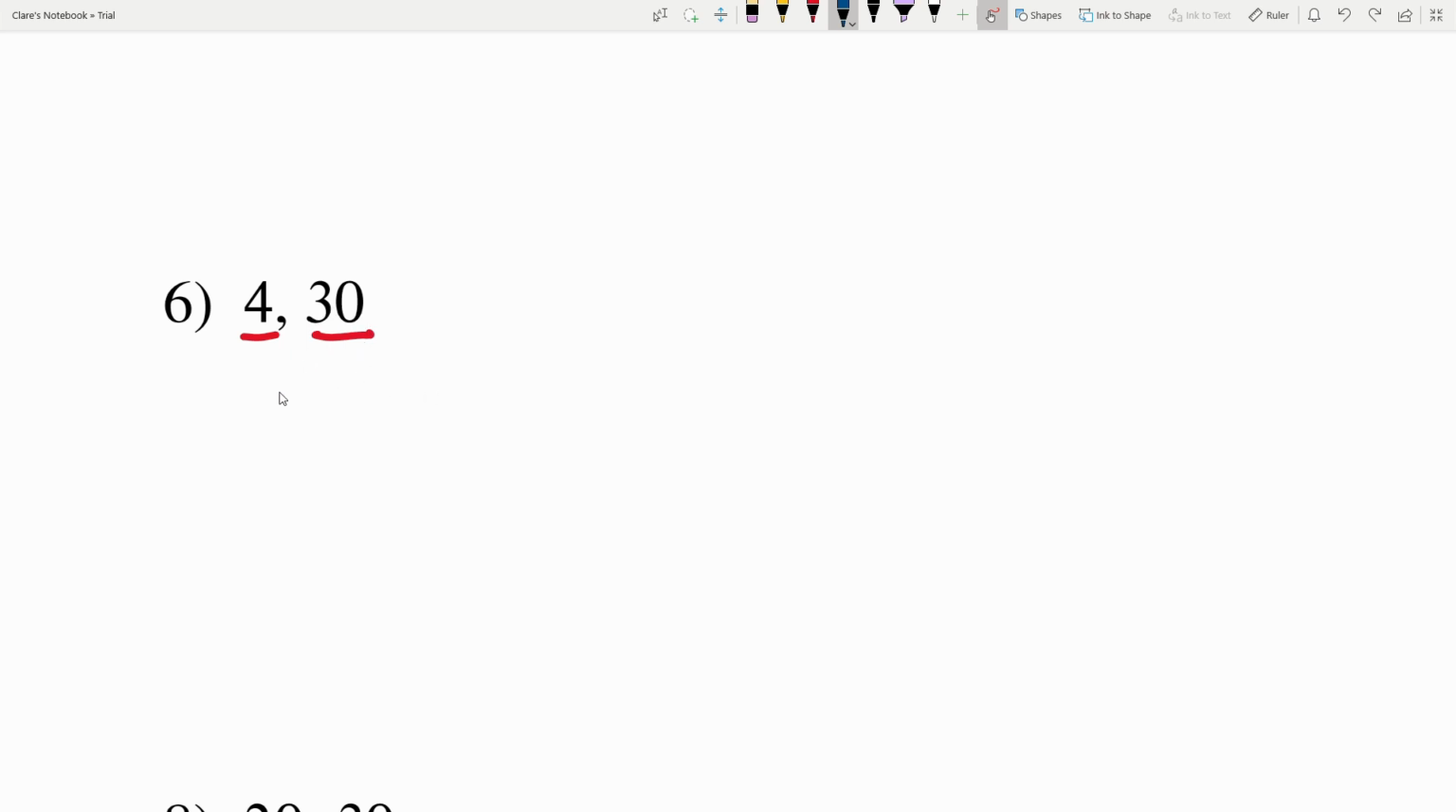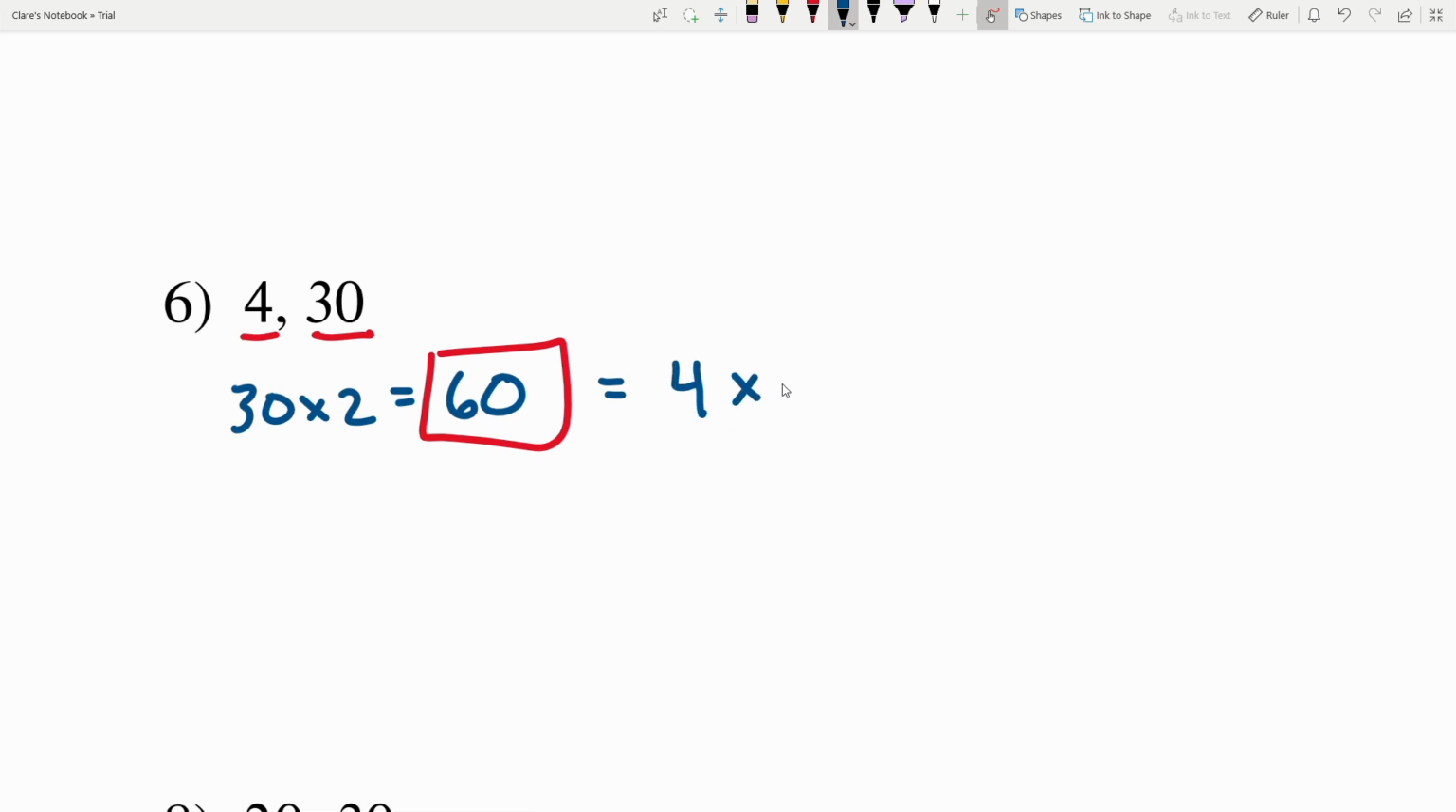So 30 times 1 was 30. 30 times 2 is going to give us 60. Does 4 go into 60? Yes, it does. 4 times 15 is 60. So because 30 times 2 equals 60, and 60 is also equal to 4 times 15, 4 divides 60, and so does 30. Therefore, 60 is our least common multiple.